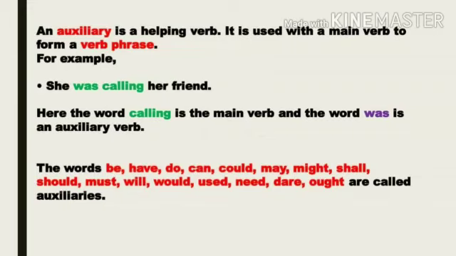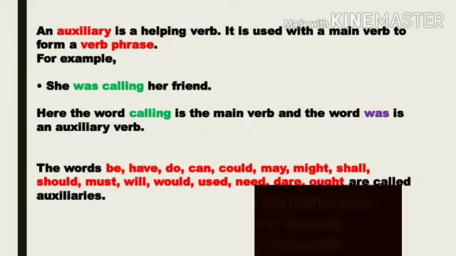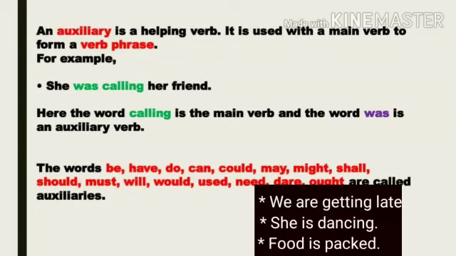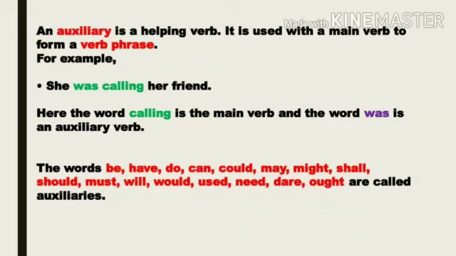You can also see some other examples given here. Like, we are getting late. She is dancing. Food is packed. Here are and is are auxiliary verbs given in these sentences.